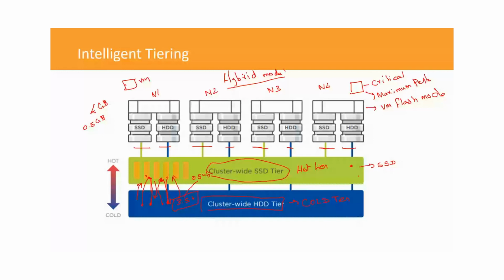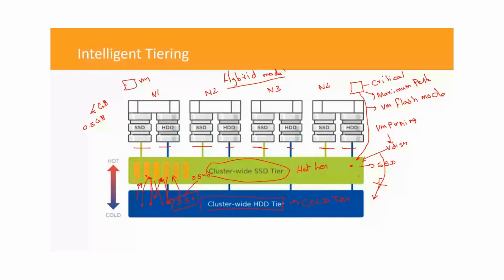To avoid this for the critical VMs, what we can do is pin the critical VMs to the SSD tier. We are doing VM pinning. By doing this, we make sure that the data for that particular VM always sits in the SSD and never goes to the hard disk.